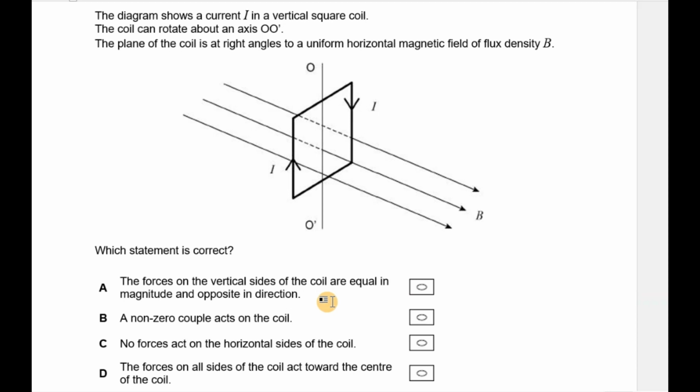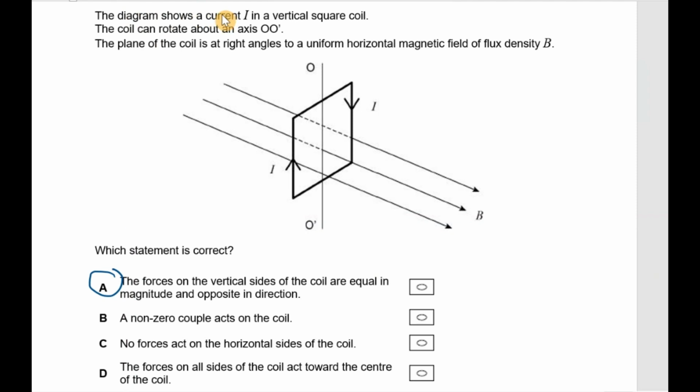Hello, another multi-choice AQA physics question. If you want to try and answer this question yourself, please pause the video now. If you got the answer A, well done.